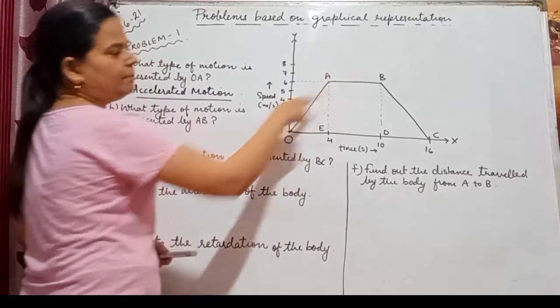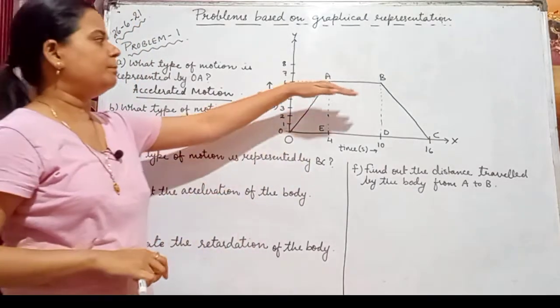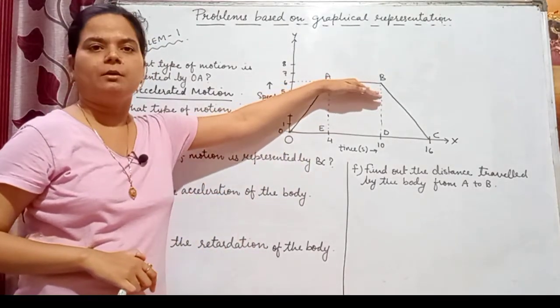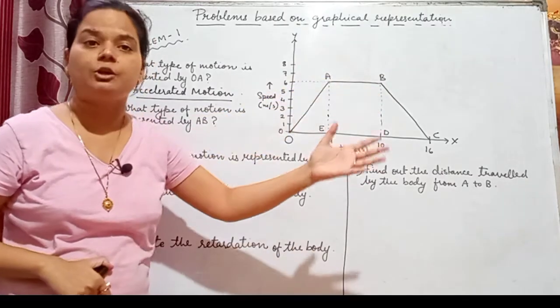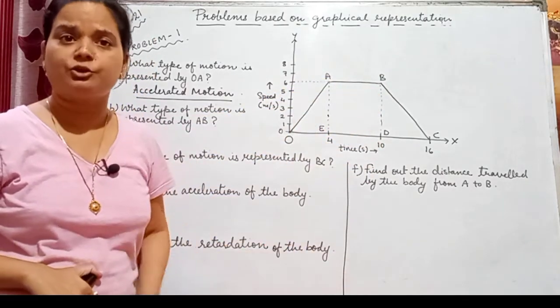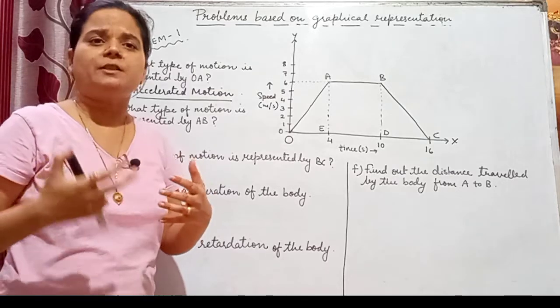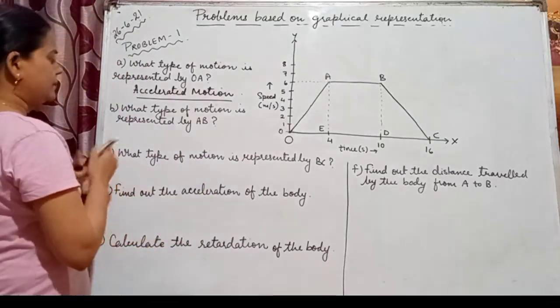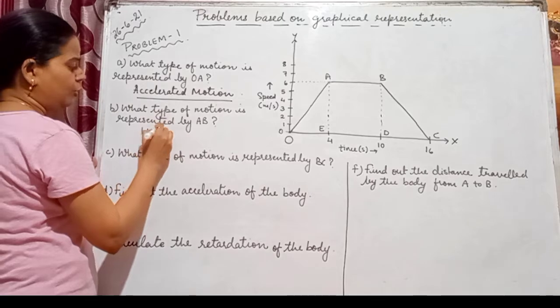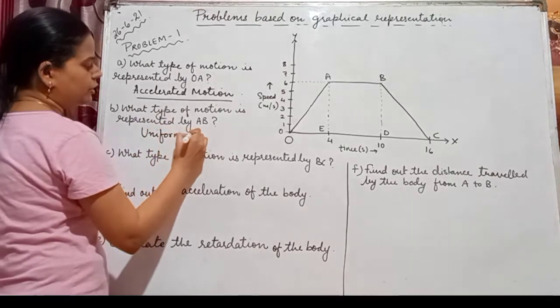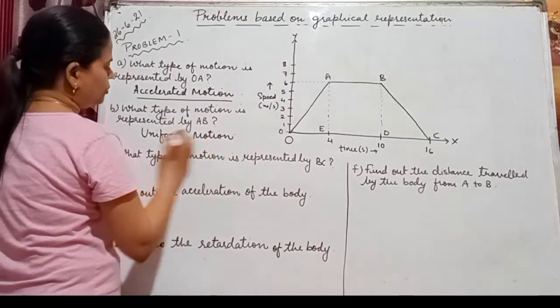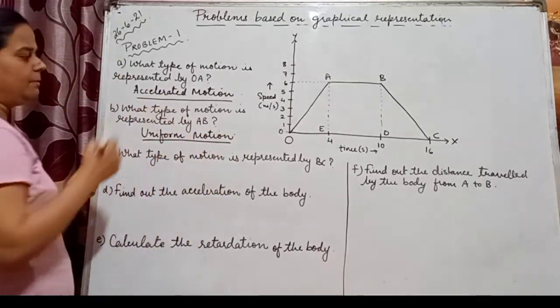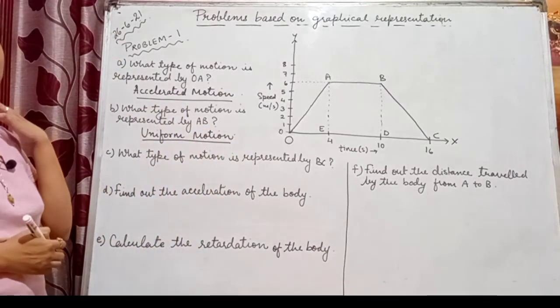This motion AB is the graph in which the speed is not changing. So speed is not changing, that means the acceleration is 0. And if we say it more precisely, we can say that this is a uniform motion, because we all know that uniform motion is possible only when the speed is not changing. So in the portion AB, the motion is uniform motion.